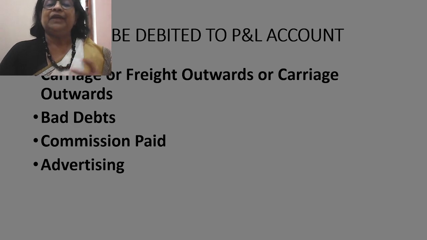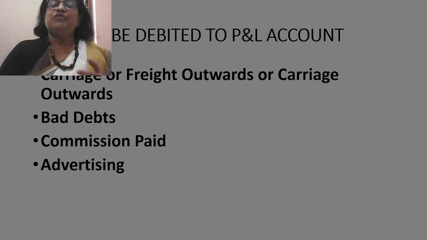Bad debts. Debts which are irrecoverable from the debtors. That is bad debts. It is an indirect expenditure. Commission paid. Commission paid for other business. If you are taking a building on rent, you have to pay 30%, 2% or 5% commission for the broker. So any commission you have paid.